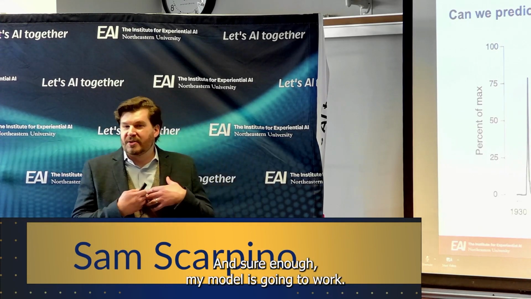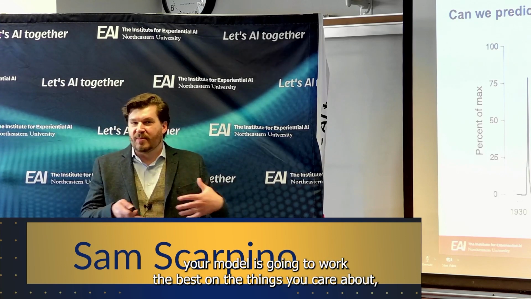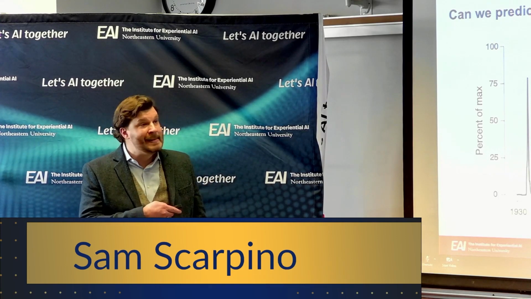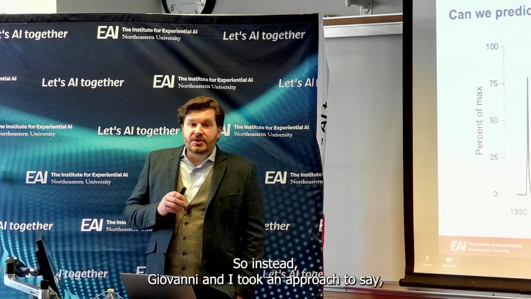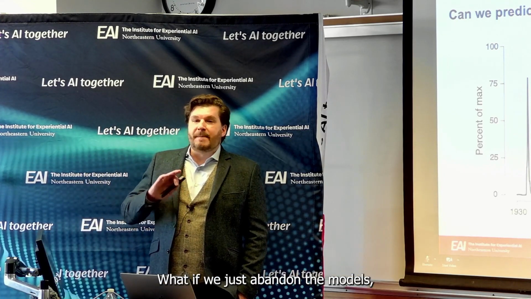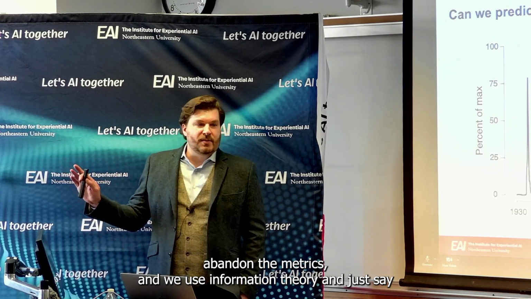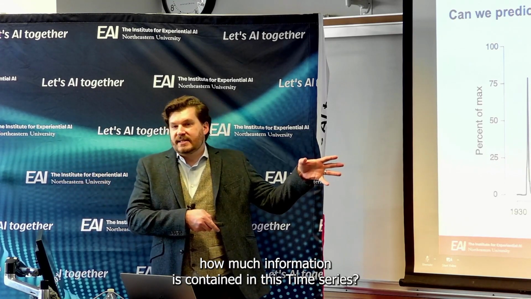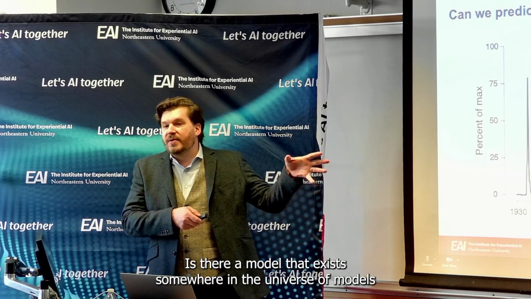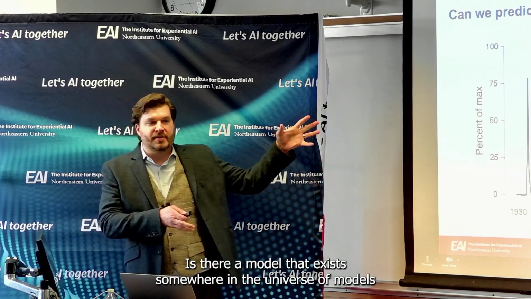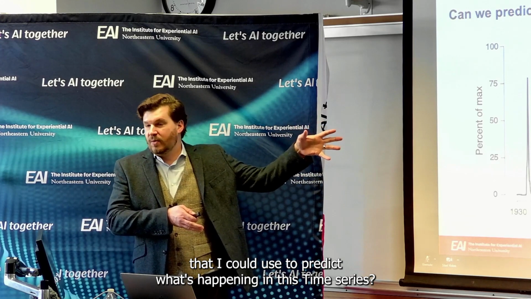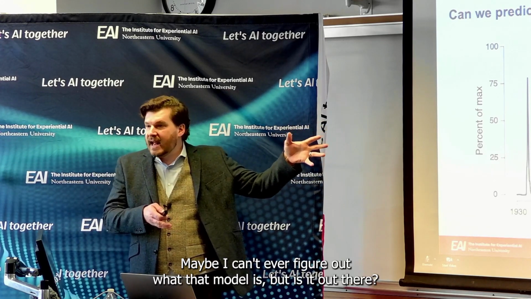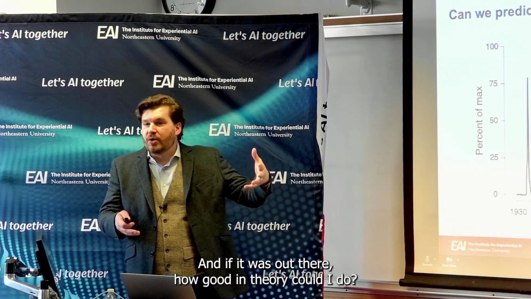And sure enough, my model is going to work the best on the things I care about, and your model is going to work the best on the things you care about, and we're not ever going to get an answer to this question. So instead, Giovanni and I took an approach to say, what if we just abandon the models, abandon the metrics, and we use information theory, and just say, how much information is contained in this time series? Is there a model that exists somewhere in the universe of models that I could use to predict what's happening in this time series? Maybe I can't ever figure out what that model is, but is it out there? And if it was out there, how good in theory could I do?